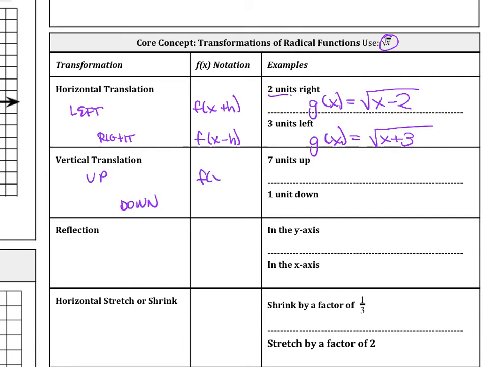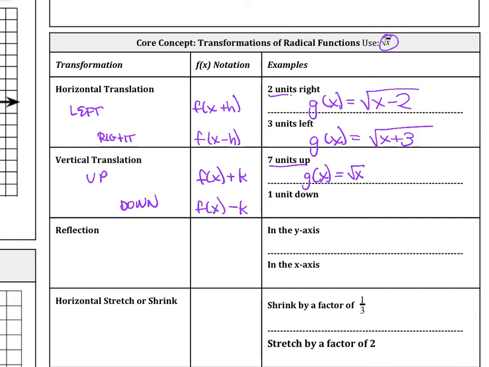Vertical translation is up and down. So what we're doing is we're adding at the end of the function. So if you see positive at the end, then it is going up. If it's negative outside, it's going down. So let's write this function. G of x, it's going 7 units up.